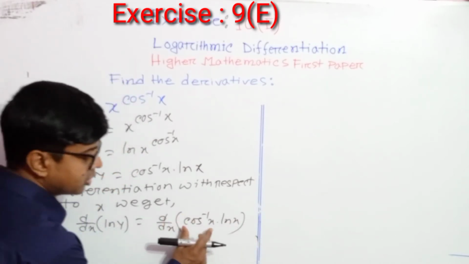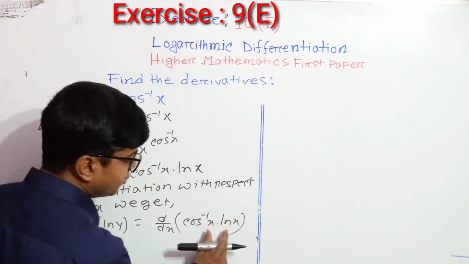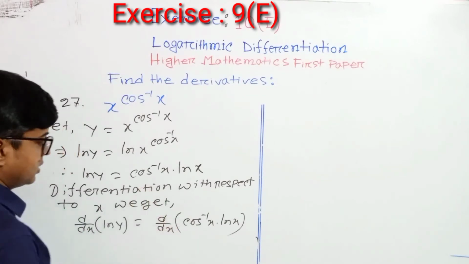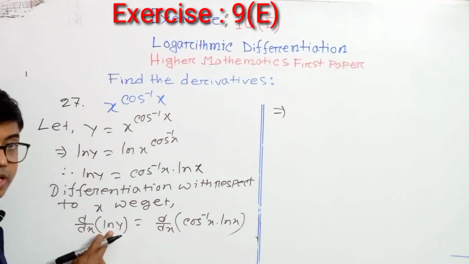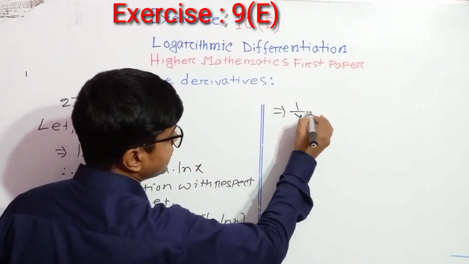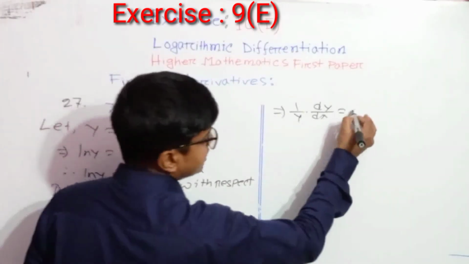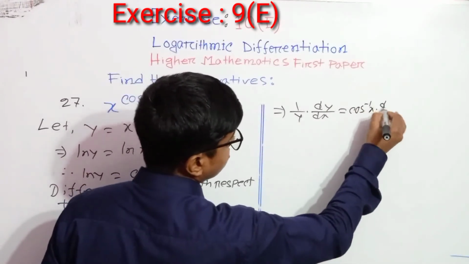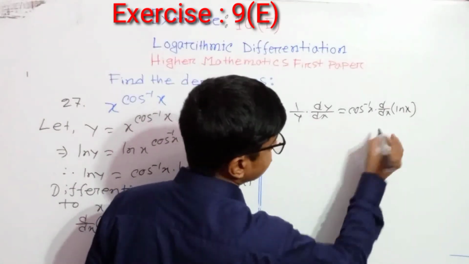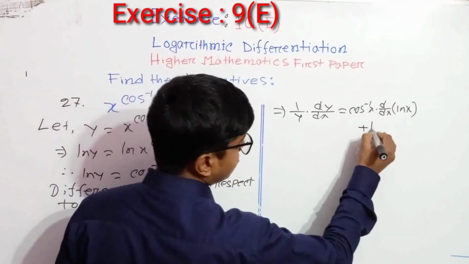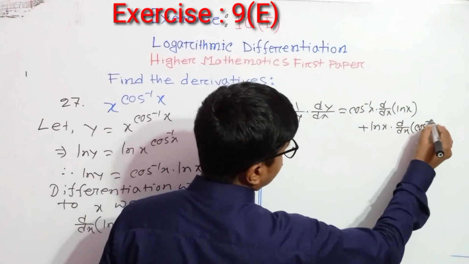And here suppose cos inverse x is u and ln x is v, so we can apply the formula of d dx of uv. Now after this line, d dx of ln y will be 1 by y into d dx of y equals to cos inverse x into d dx of ln x plus ln x into d dx of cos inverse x.